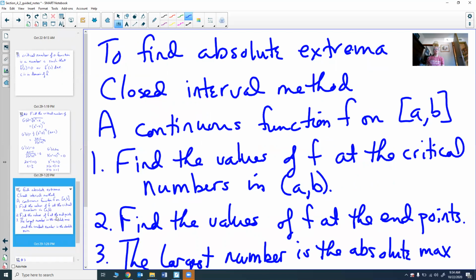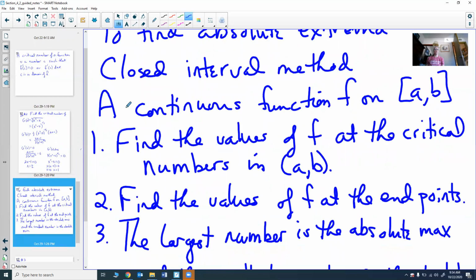So that's great. We now have these critical points. We have all this information. Now we can actually find these absolute extrema. Extrema just means max or min, and so we want to find those. We're going to use what we call the closed interval method. We'll look at open intervals later.